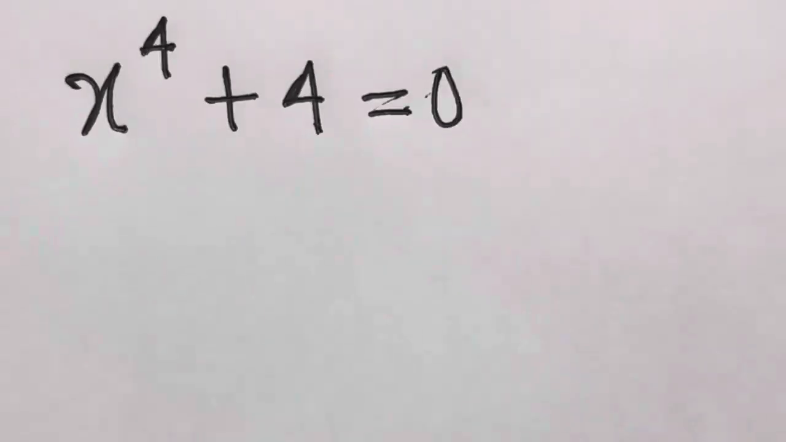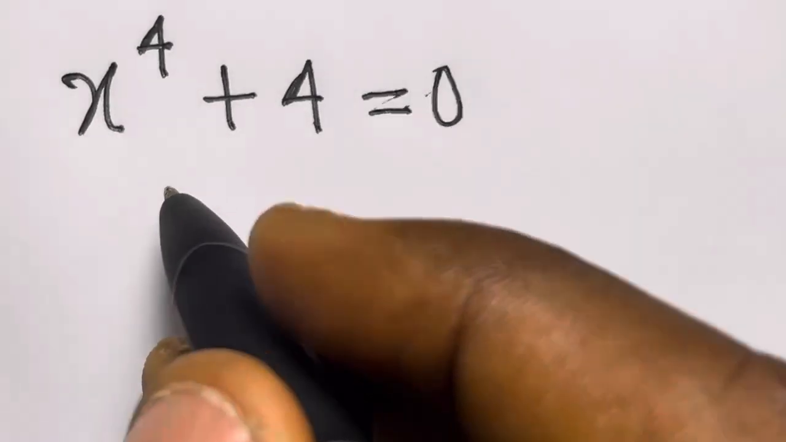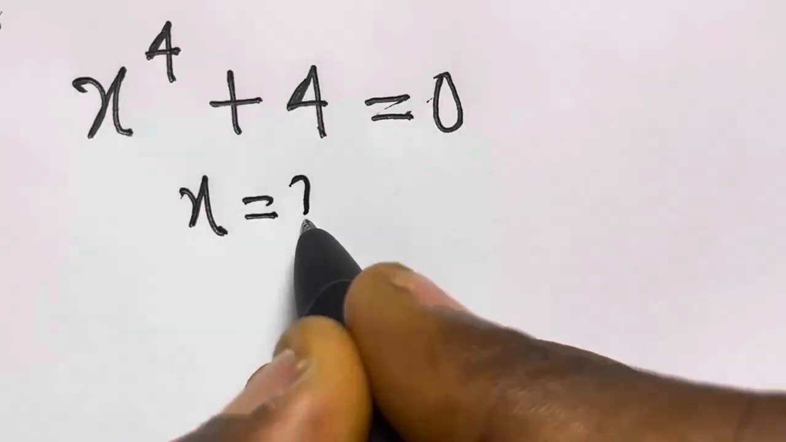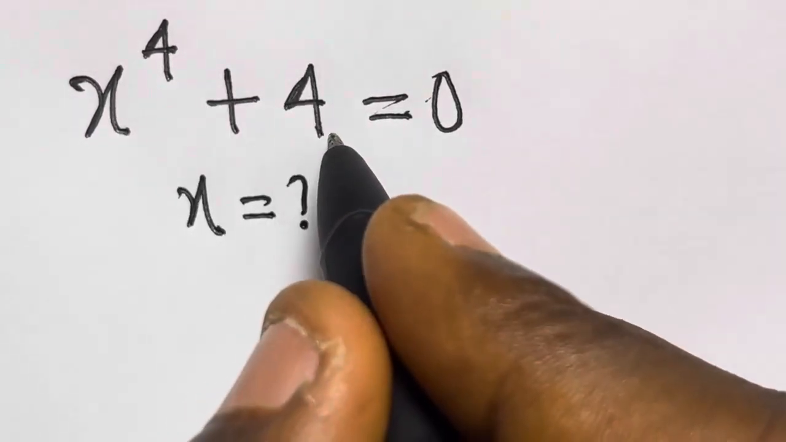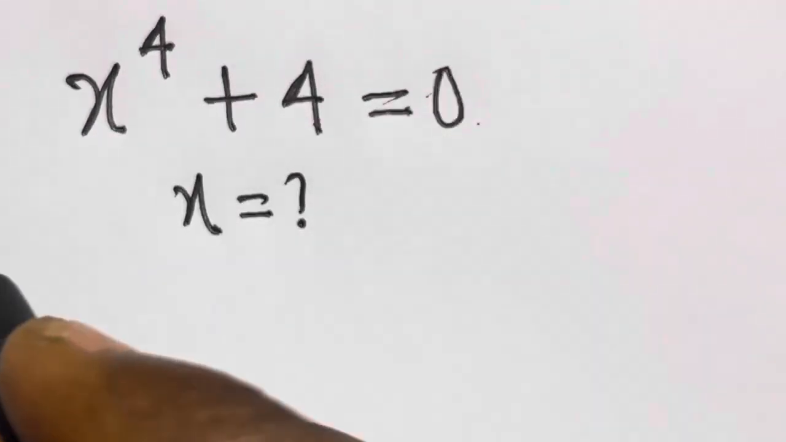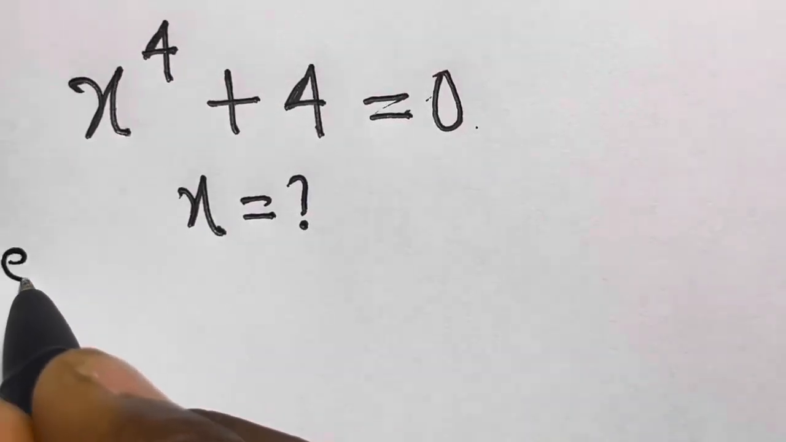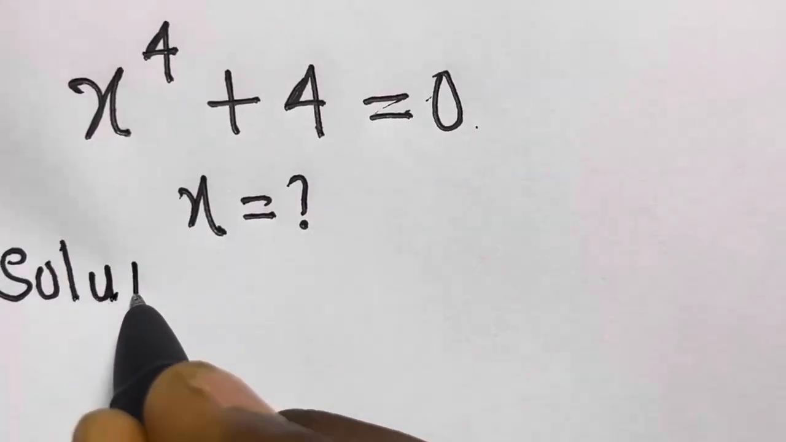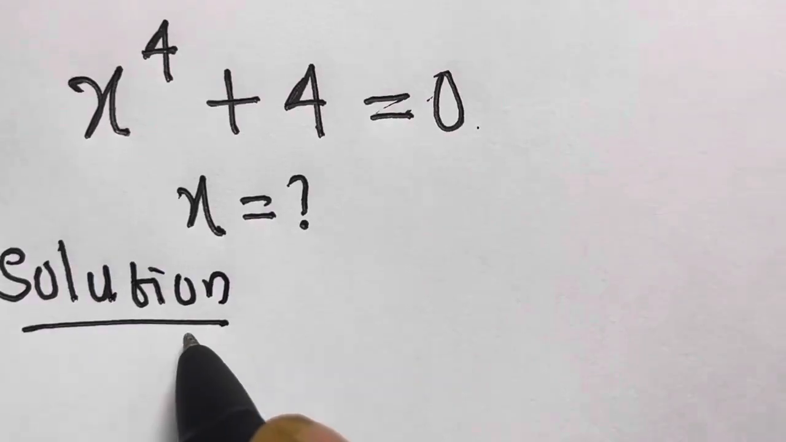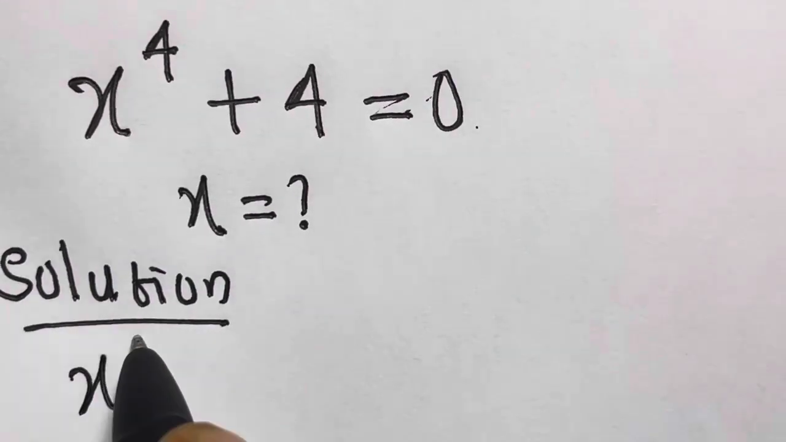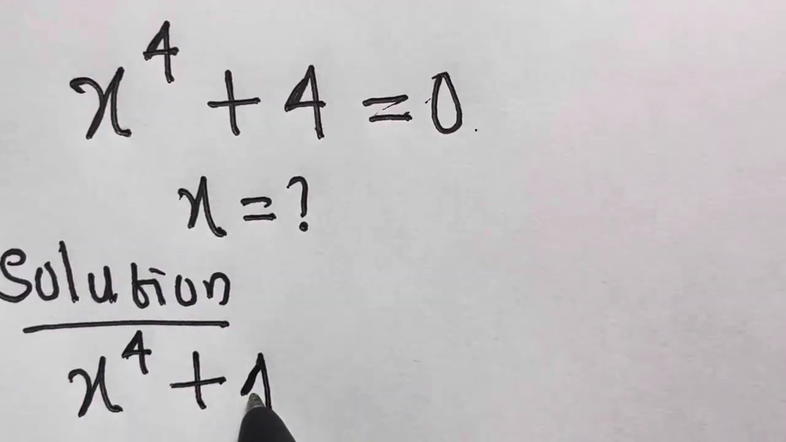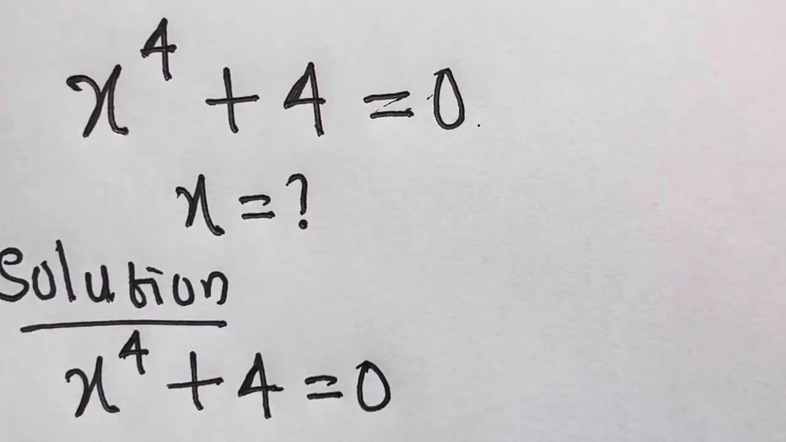Hi, welcome to mathematics. In this video, we want to solve for x in x raised to the power 4 plus 4 equals 0. Let's see the solution. We have x raised to the power 4 plus 4 equals 0.